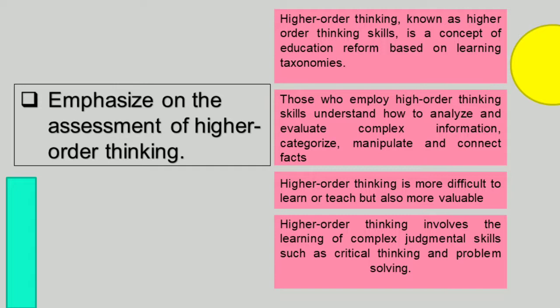Higher order thinking is more difficult to learn or to teach, but also more valuable because such skills are more likely to be usable in novel situations other than those in which the skill was learned. Higher order thinking involves the learning of complex judgmental skills such as critical thinking and problem solving.